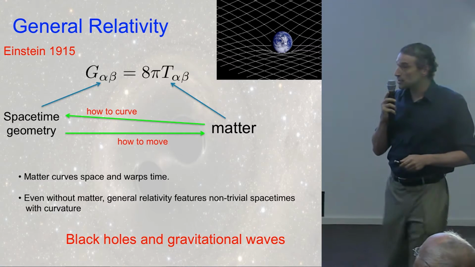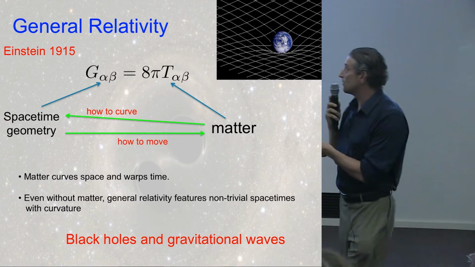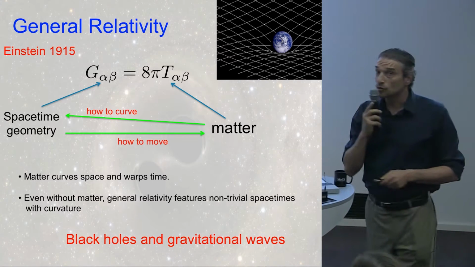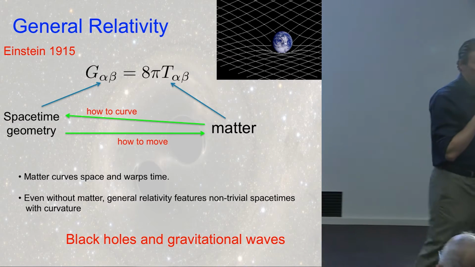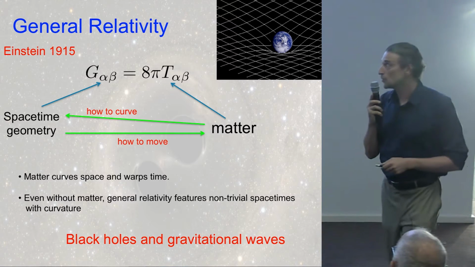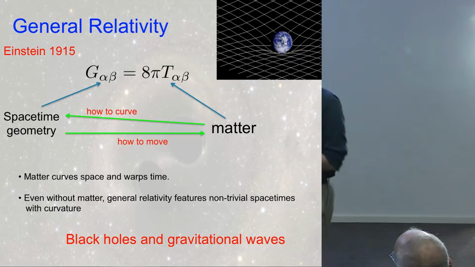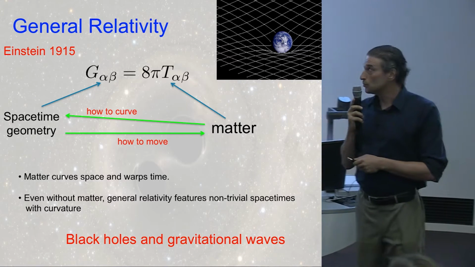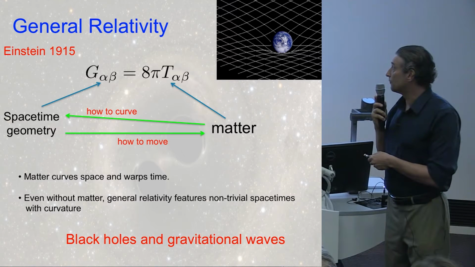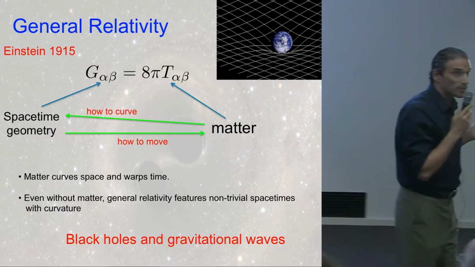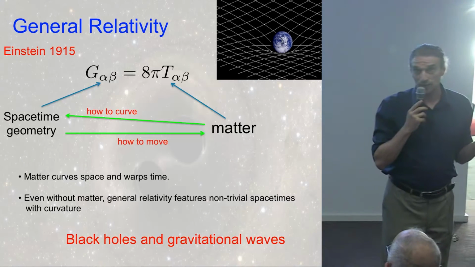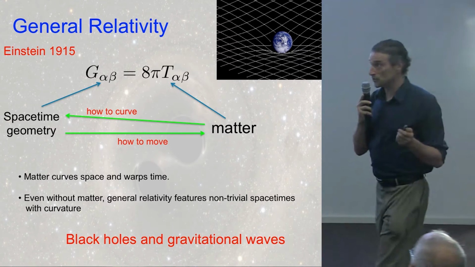Now, for the rest of my talk, I will have no matter. I will only talk about essentially an empty space-time. But this space-time will do crazy things. So if you have space-time by itself, it can also move. In particular, you can have ripples in space-time, and you can have punctures. Ripples in space-time are called gravitational waves, and punctures are black holes.